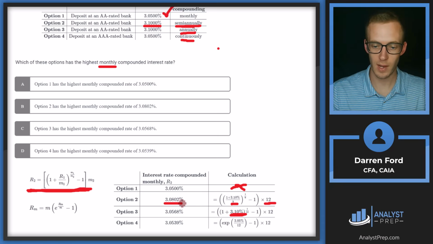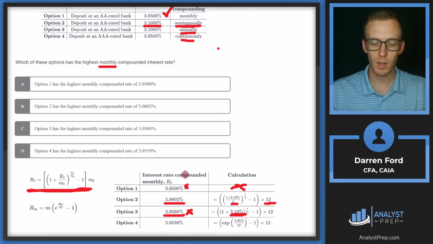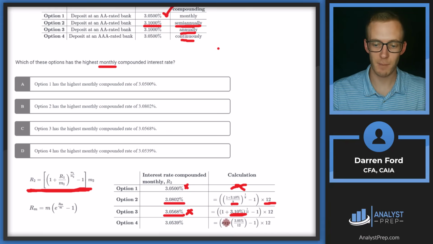So we get 3.0802 for option 2, which is higher than option 1, and 3.0568 for option 3, which is lower than option 2. So option 2 looks like our highest rate so far. And then for option 4, it's going to be continuously compounded. So we're going to take Euler's number for that continuous compounding, and then take that to the 3.05 divided by 12, and then subtract out 1, multiply by 12, and when we do that, we get 3.0539. So that number is going to be lower than option 2 as well. So we can confidently go with answer B.